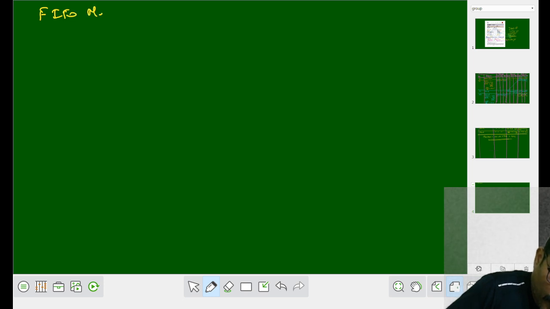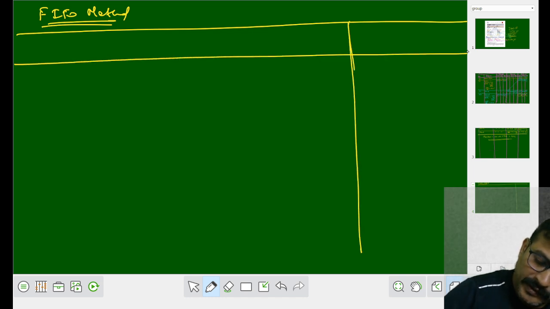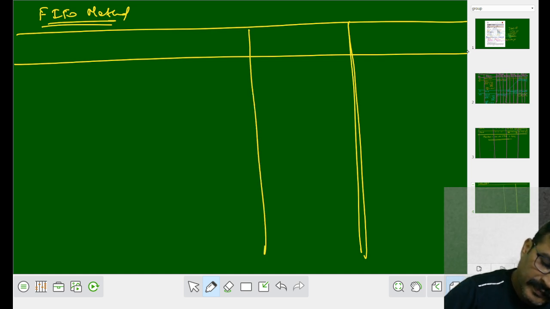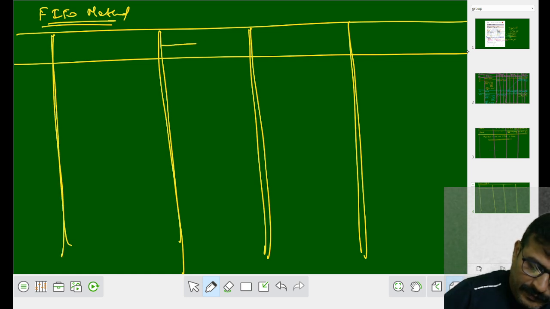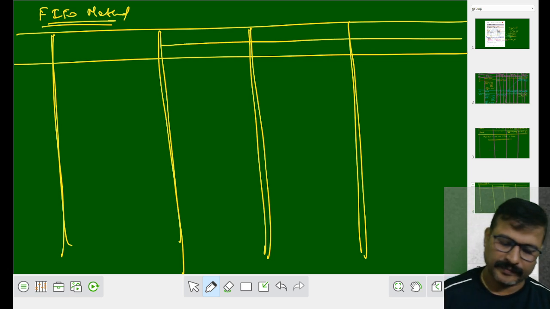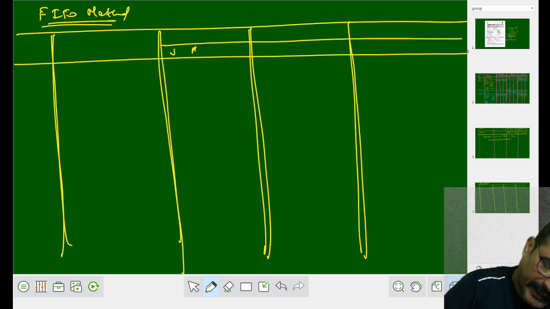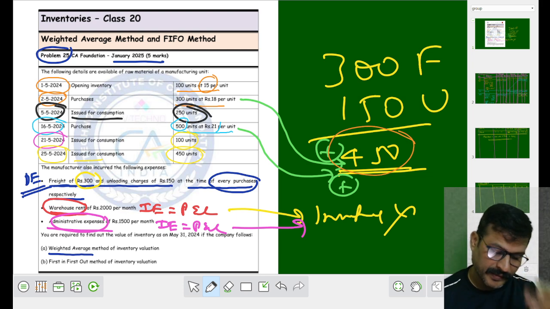What method? FIFO method. Okay. Anyhow, we have done some working. Immediately I go. This is your balance column. This is your issues column. This is your receipt column, and this is your particulars and date column. Same units, rate, amount. Units, rate, amount. Units, rate, amount. Shall we start under FIFO?